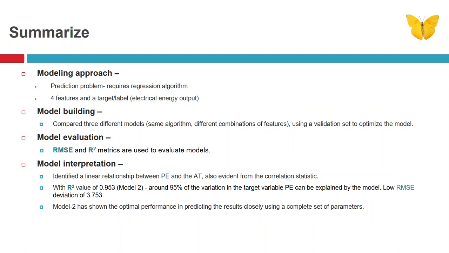Now interpreting the results, based on the correlation statistic outcome, we found a linear relationship between the target variable, which is energy output, and the ambient temperature. Test data results are closely predicted by Model 2 by providing all the four parameters. Here with this summary, I conclude the walkthrough and our learning objective of applying machine learning and understanding the workflow by solving a predicting problem.